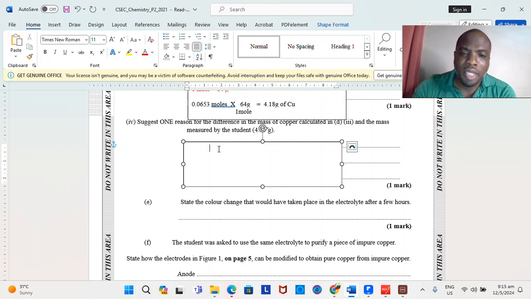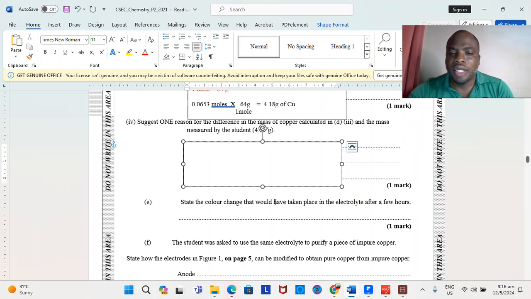So one thing is that where they're now doing the actual weighing, it's not going to be exactly as if we are doing the theory calculation. The theory calculation gives you a close proximity because it's not taking into consideration errors such as incorrect weighing or water or fluid still being present on the electrode that the student is obtaining the mass of the copper from.